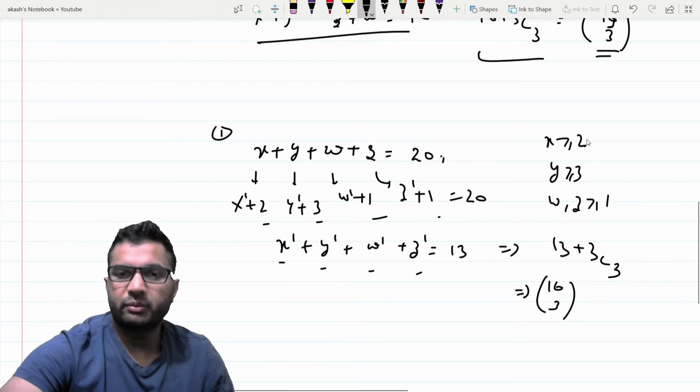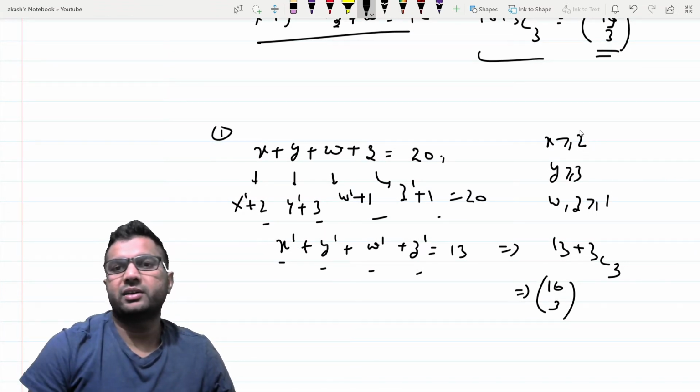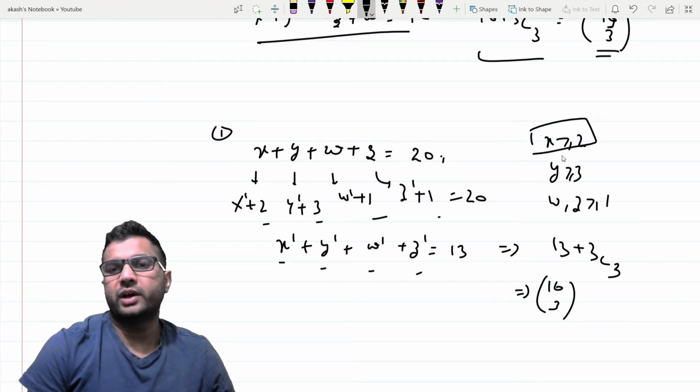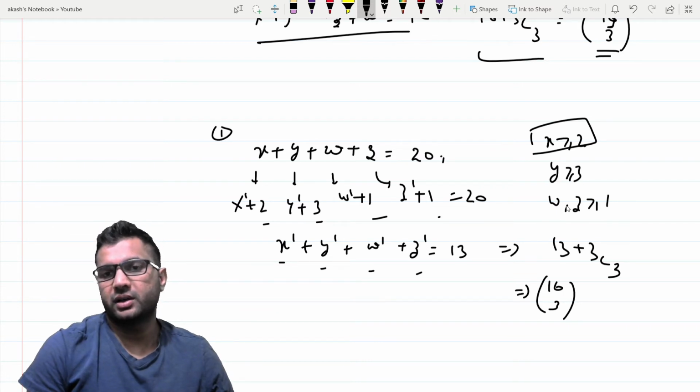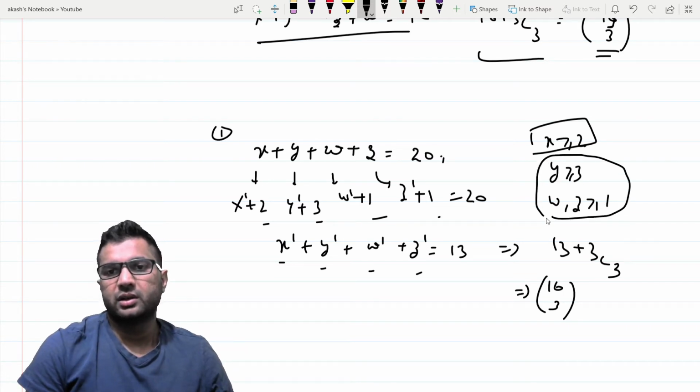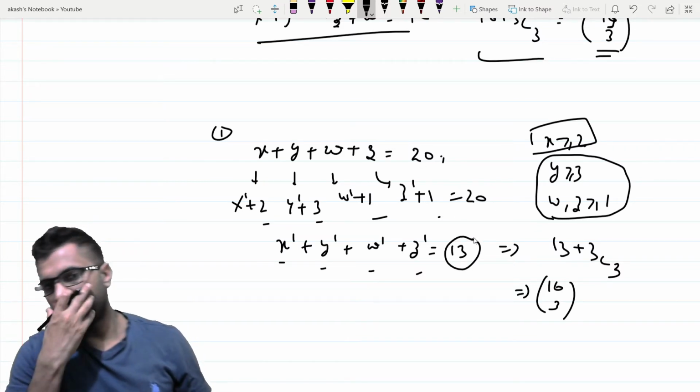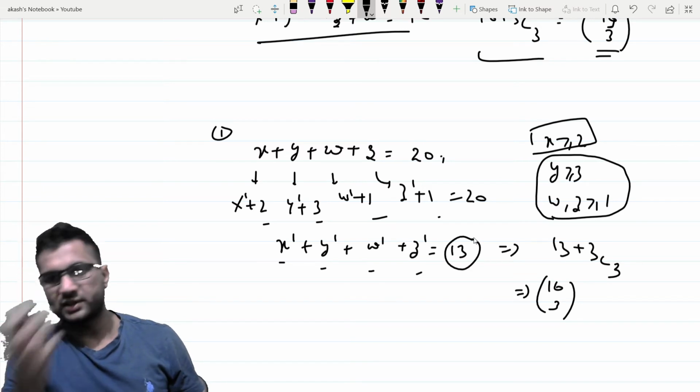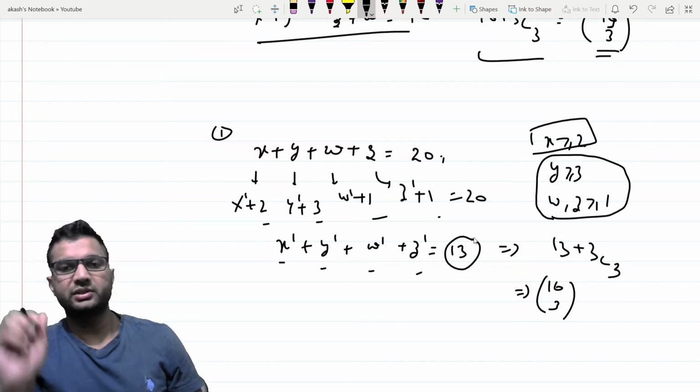Or in other words, you could say assign 2 coins to x and 3 coins to y and 1 each to the others, corresponding to the conditions. So we will have the remaining 13 coins with us, which can be distributed in any number of ways we want. So the answer will be 13 plus 3C3.